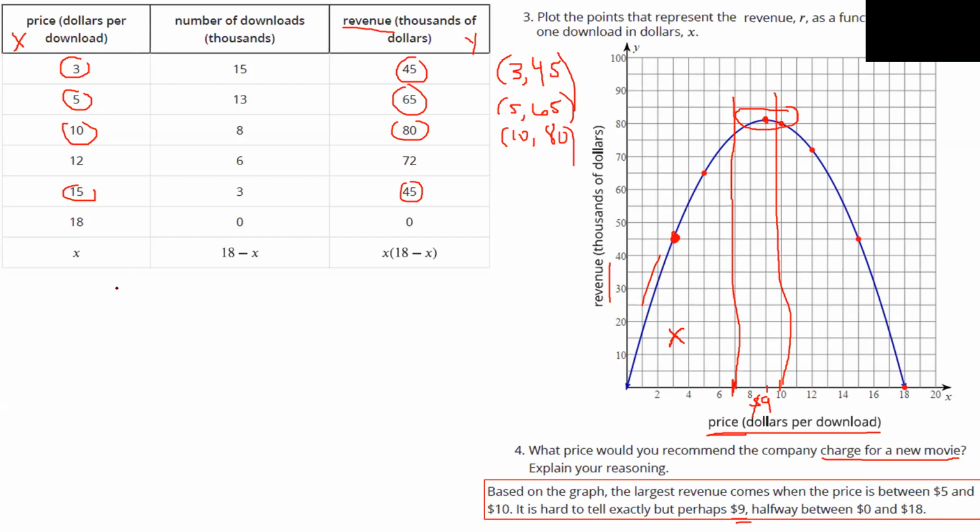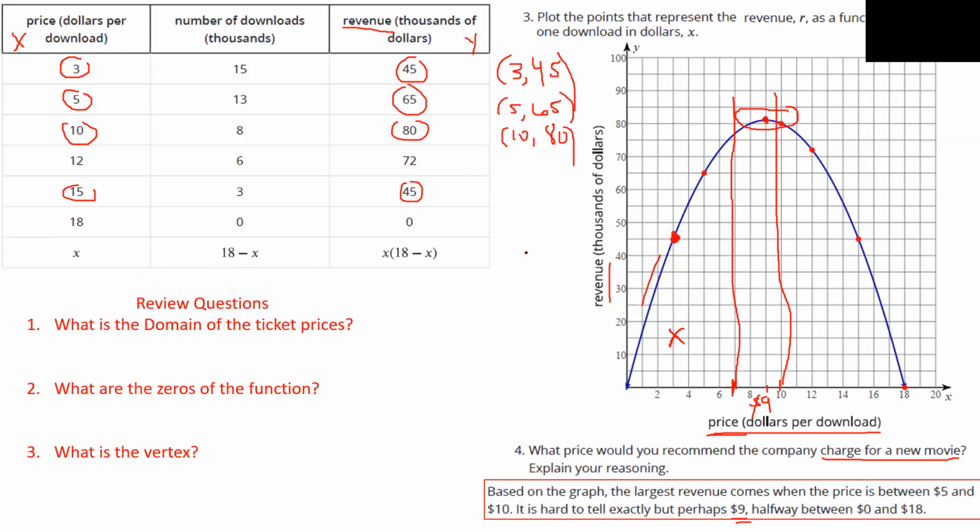Now we talked a lot about some terms, so let's go over and review, which you should have learned last lesson. So what is the domain of the ticket prices? Well, the domain is basically what x values make this parabola true.